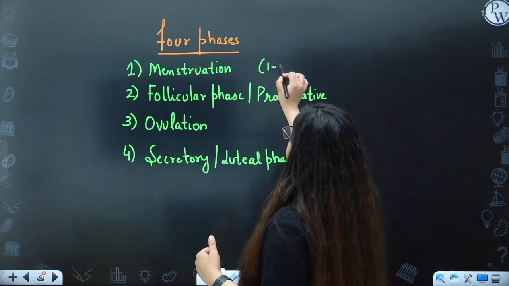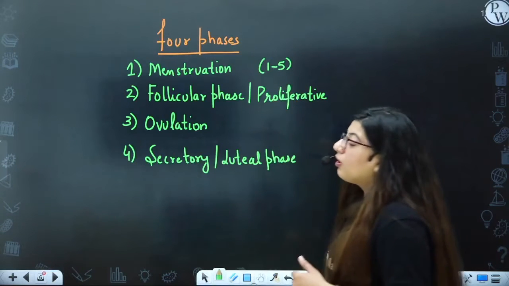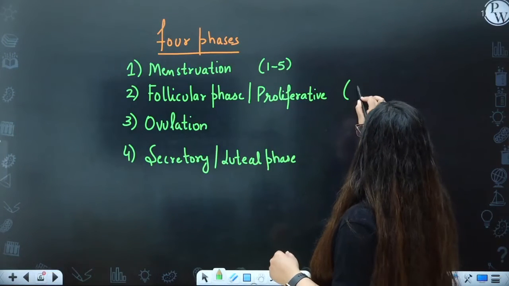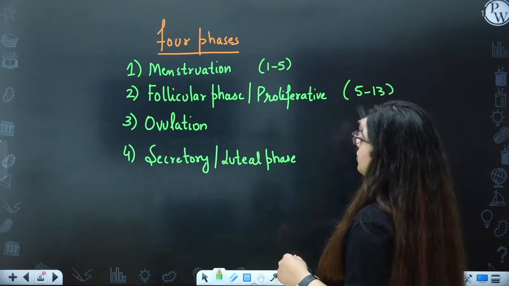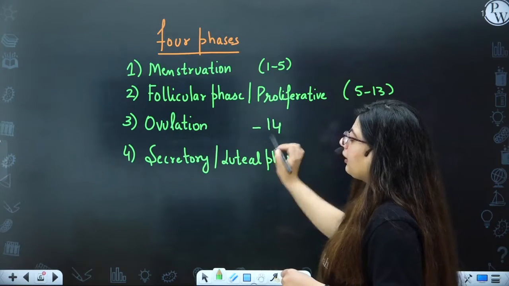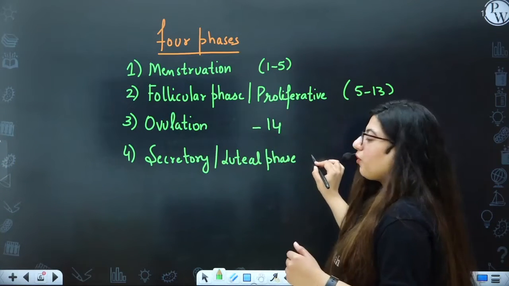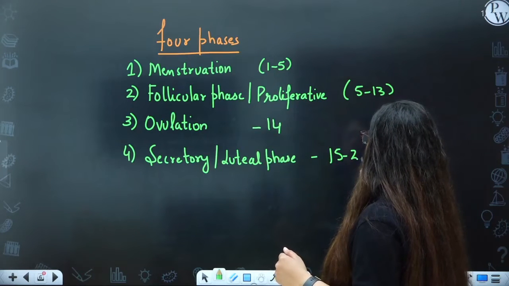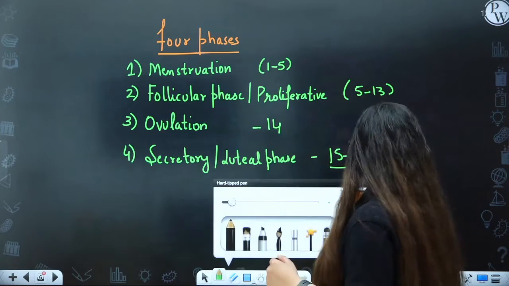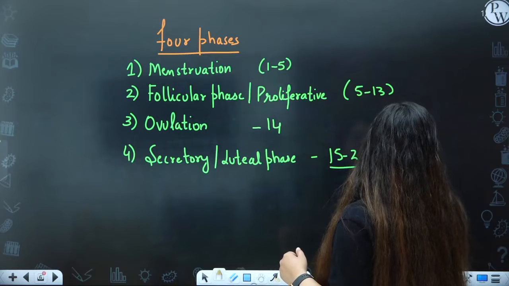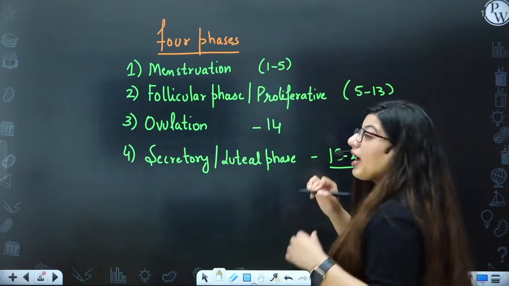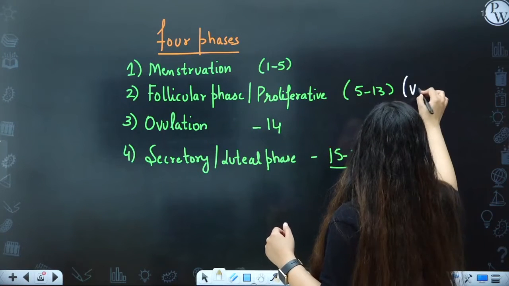Fine. So, if someone asks you what the days of menstruation are, you will say the first 5 days. What are the days of the follicular phase? Around 5 to 13. What is the day of ovulation? 14. And the secretory phase lasts 14 days, from 15 to 29. If someone asks you which is a highly fixed phase, you will say luteal. Which is a highly variable phase? That's the follicular.